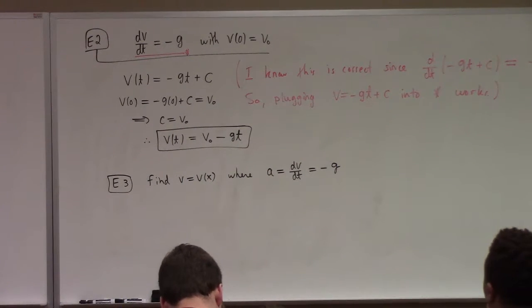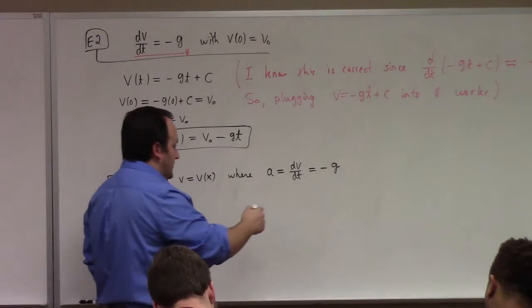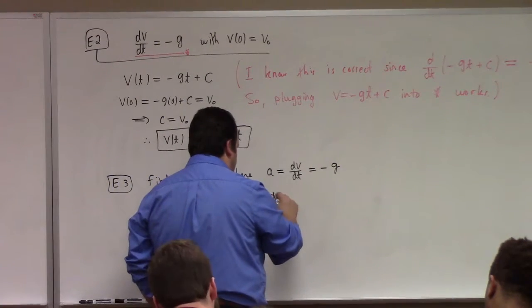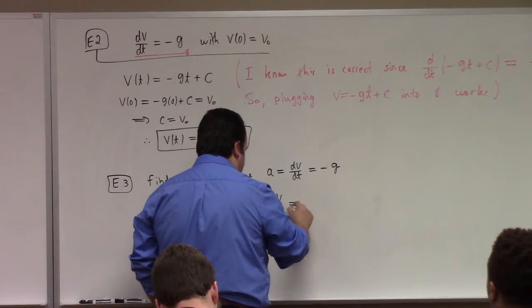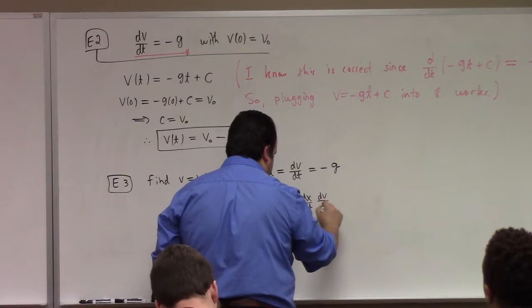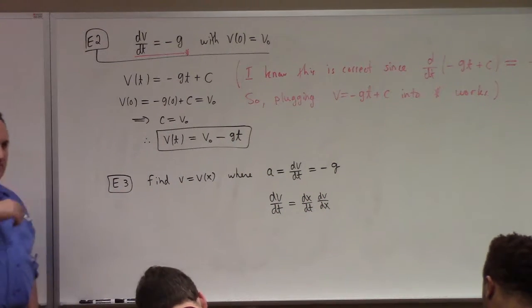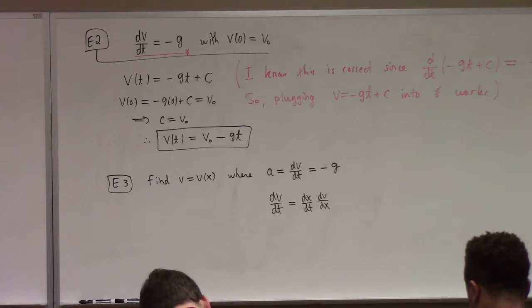So the long, complicated way to do this would be to integrate again to find the position as a function of time and go through the whole deal. But here's a kind of sneaky, better way to do it. You can take dv dt and rewrite that as dx dt times dv dx in one dimension. This is by the chain rule. So in other words, I'm trading v as a function of time for v as a function of x.